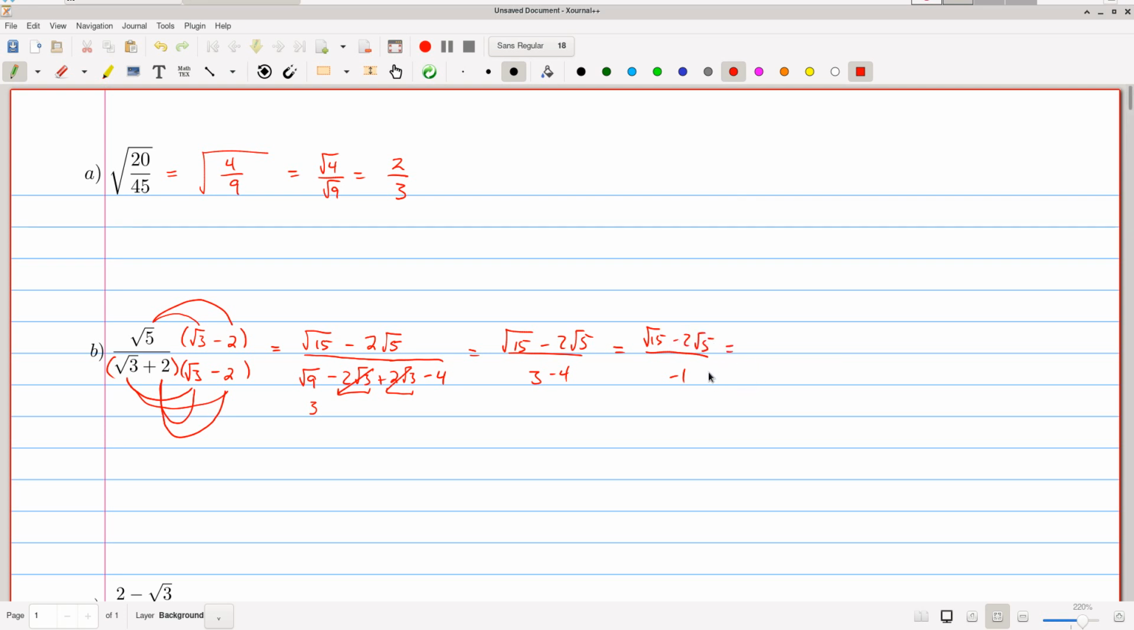And if we divide this out, radical 15 divided by negative 1 is negative radical 15. And minus 2 radical 5 divided by negative 1 is plus 2 radical 5.